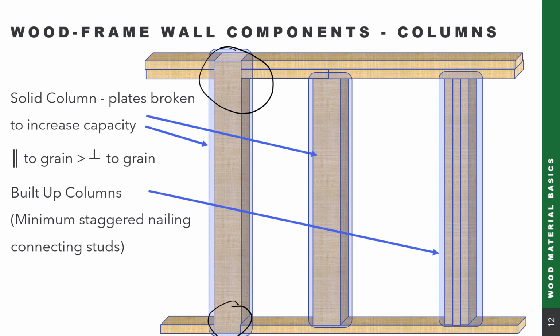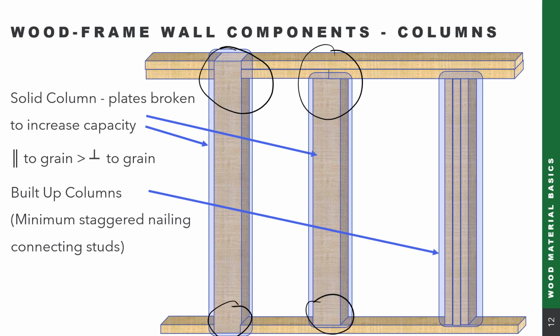Why? Because the perpendicular to grain strength of wood, or the pressure on the side of those top plates, does not have the same strength as if we're pressing on the parallel grain on the top and bottom of the column. We also have the second case where maybe we don't need all that column capacity, and it's easier where we'll just have the column butt up to the underside of the top plate or to the bottom plate.